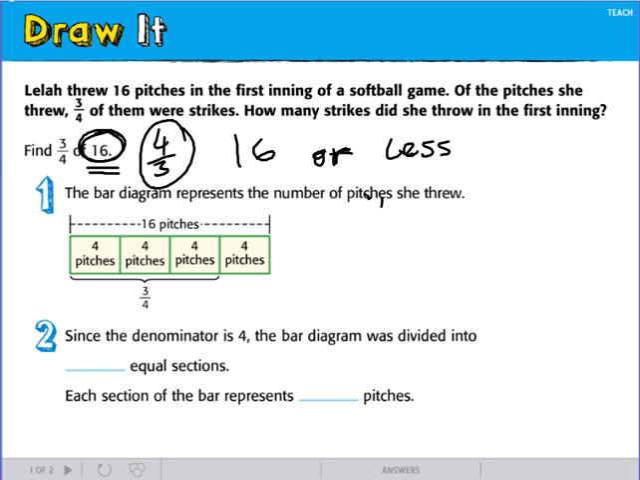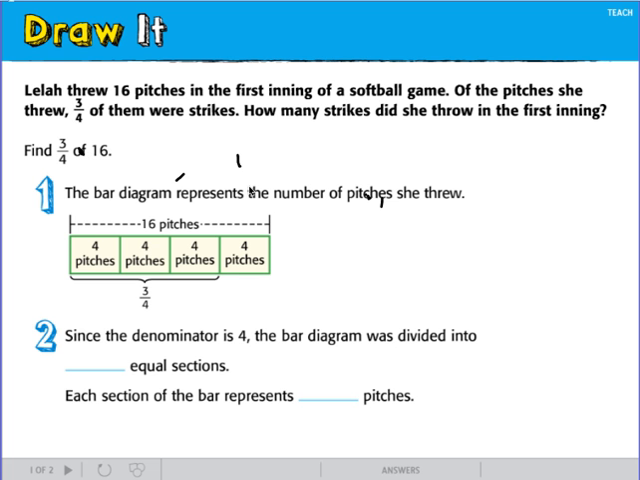Now, we're going to use bar diagrams today. And it makes it very, very easy. Okay? We're going to look at the fraction. The fraction is going to tell us what kind of bar diagram, or how many squares we need in our bar diagram. Okay, so let's erase all that.